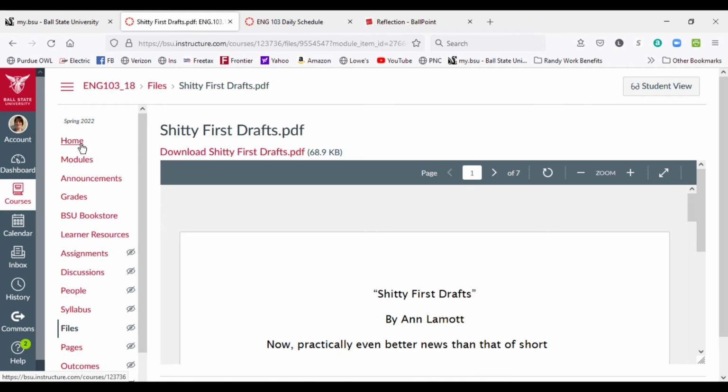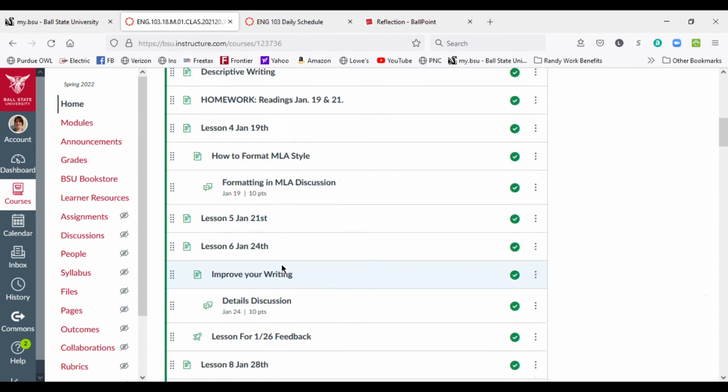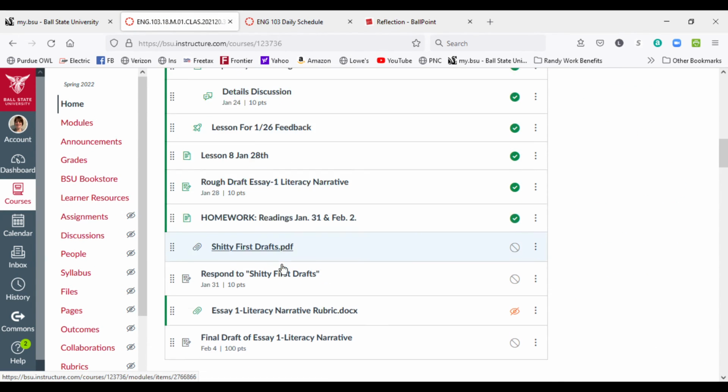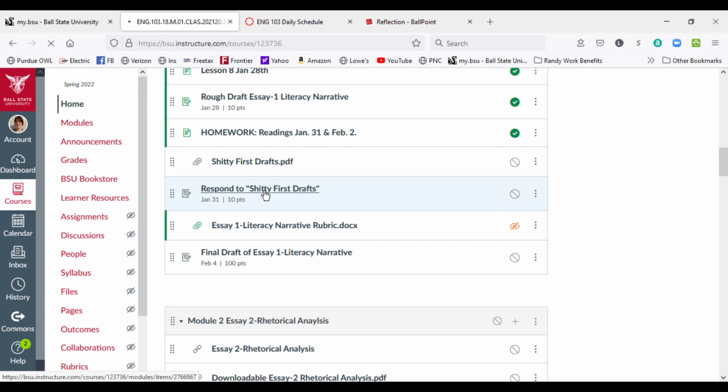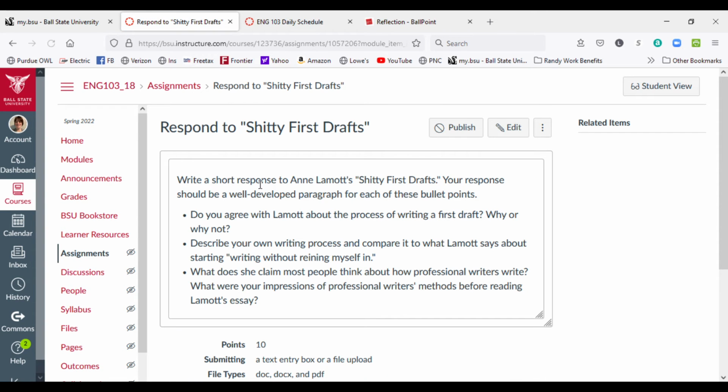Once you've read the whole article, then please go back and do the discussion. Respond to shitty first drafts. So write a short response to Anne Lamott's shitty first drafts. Your response should be a well-developed paragraph for each of these bullet points. So there should be 3, right?